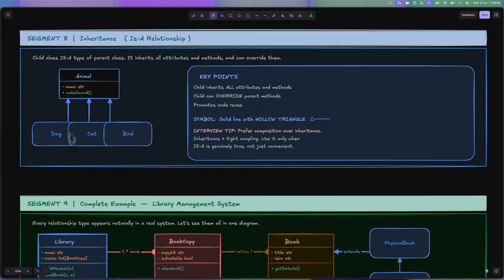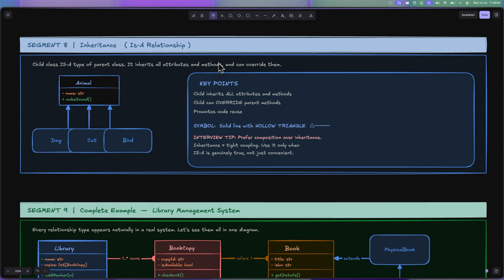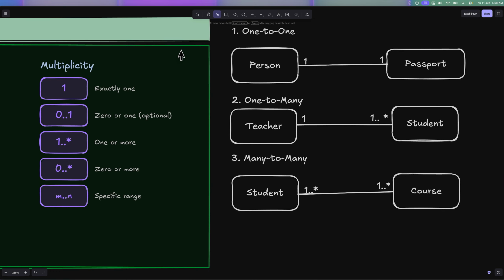The inheritance relationship is denoted like this: a solid line with a hollow triangle, and we call this relationship an is-a relationship. So that's all on the is-a relationship, or the inheritance relationship.